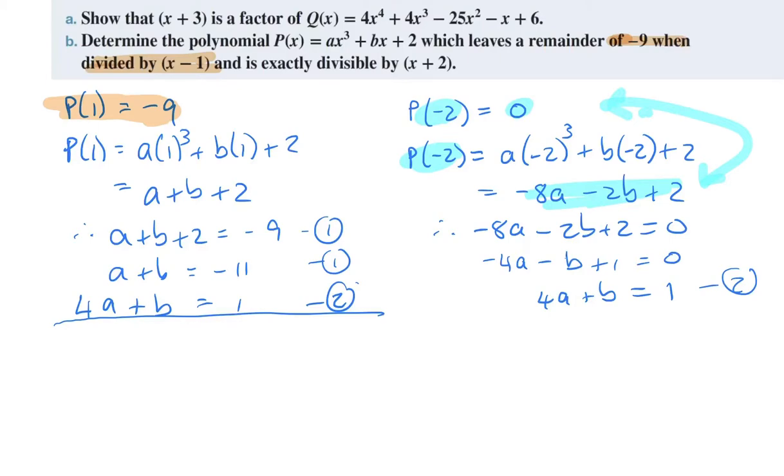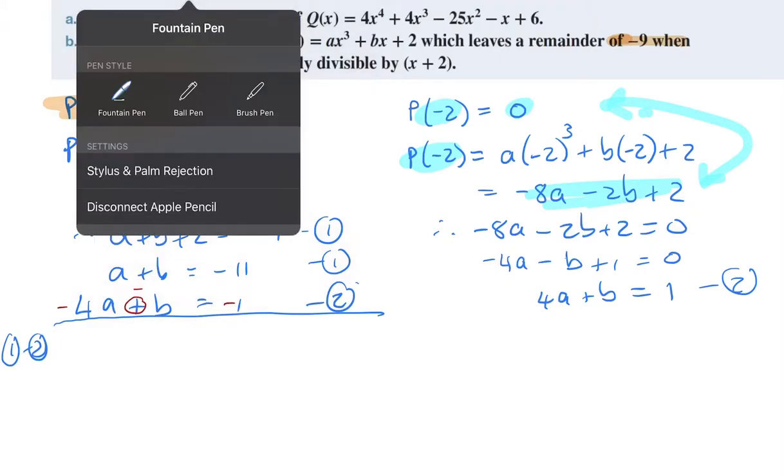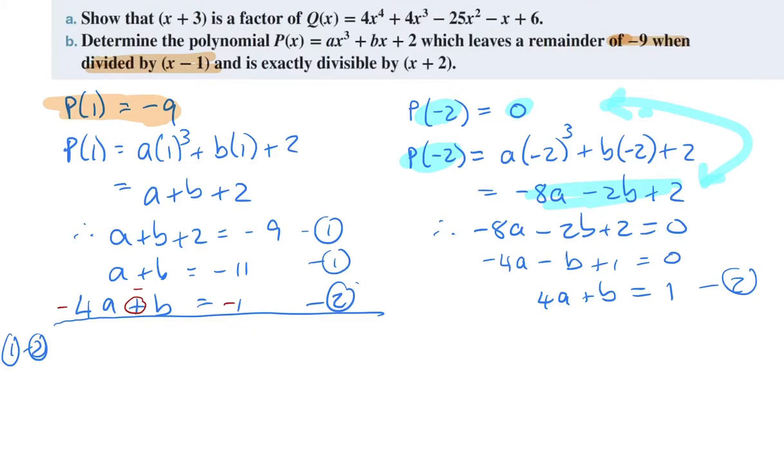I'm going to say the b's are the same here. So if I say equation 1 take away equation 2, remember if I take 2 away, then this becomes negative, that becomes negative, because I'm subtracting everything. a take away 4a is negative 3a, b take away b is nothing, negative 11 take away 1 is negative 12. Divide by negative 3 on both sides, so a equals 4.